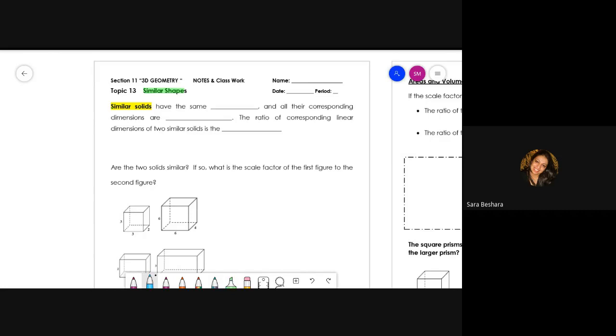What does that mean? Well, similar solids do have the same shape. For example, when I compare shapes, I cannot compare a cylinder with a prism or a sphere with a cone. They do have to be two cones, two prisms, two spheres, or two cubes. So they must be the same shape, and their corresponding dimensions are proportional.